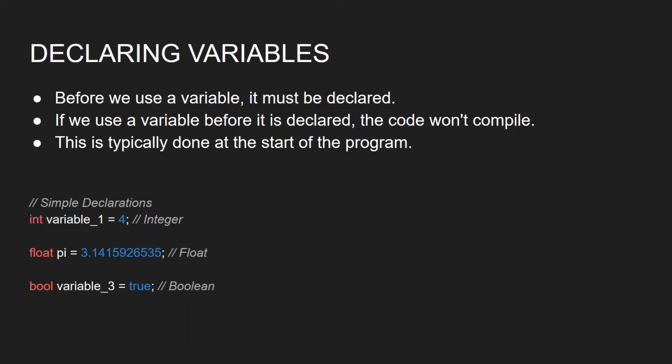We typically declare variables at the start of the program, and here I've got some quick examples which we'll explain a bit on the next slide. But here we've declared an integer, we've declared pi, and we've declared a true or false value.